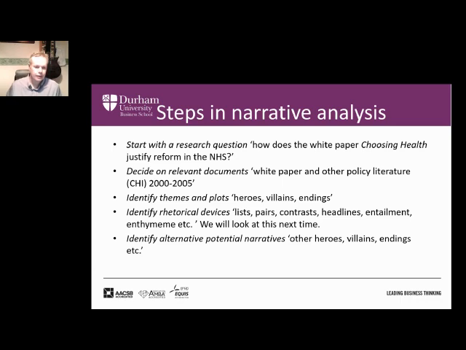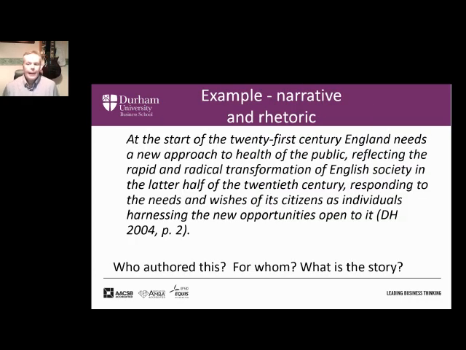So we can identify things like rhetorical devices, things that make the story more compelling and more powerful, and other potential narratives, and what are the kind of themes, heroes, villains, and endings. Now, if you stop and look at this, you'll see some rhetorical devices in there, like rapid and radical transformation, which is very nicely written, makes it sound more emphatic. But if we try and break down the argument here, essentially what's happening is someone is drawing an equivalence between transformation of society and the wishes of citizens and individuals, and they're drawing a comparison between that and the way that the health service should be governed.